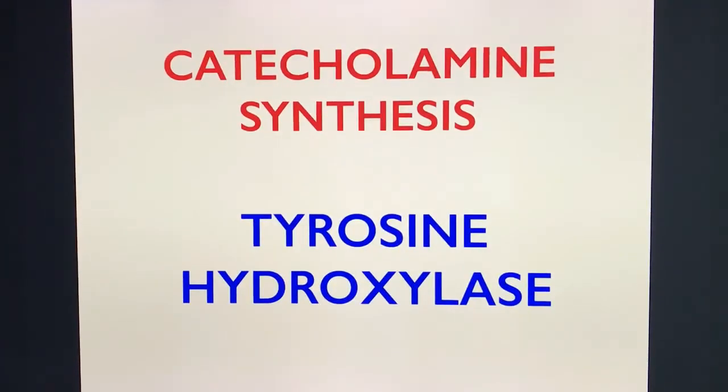The rate-limiting enzyme for catecholamine synthesis is tyrosine hydroxylase. Now, please don't forget, tyrosine arises from phenylalanine.